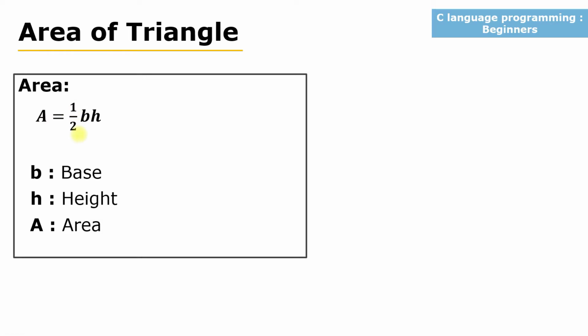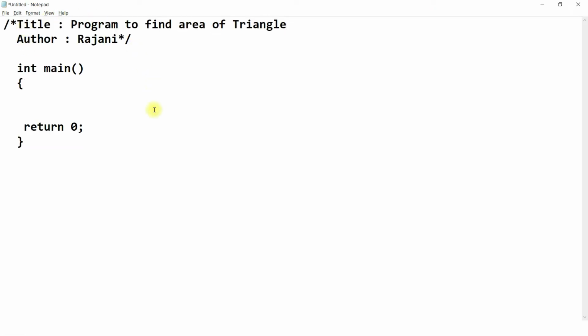Let's start writing the program. This is the basic structure of our C program. Let's declare int B, H, A. If we declare a very simple variable like B, we cannot understand what B is, right? So, better to give meaningful variable names. Instead of B, give base, declare height, and declare area.